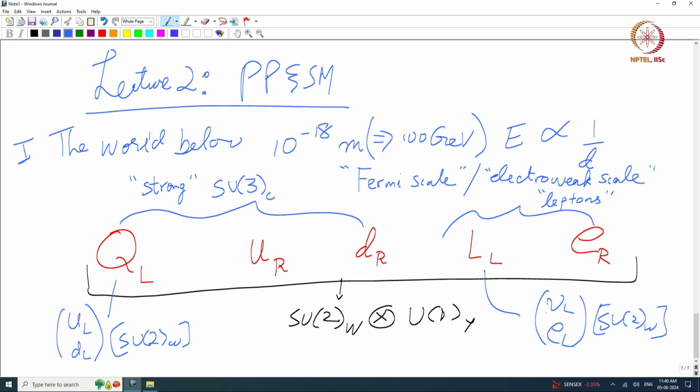So, it is this interplay of all these symmetries and what fields transform under what that ultimately makes up the standard model at a scale that is below 10 power minus 18 meters, or at energy scales higher than 100 GeV. I should probably write: higher than 100 GeV.